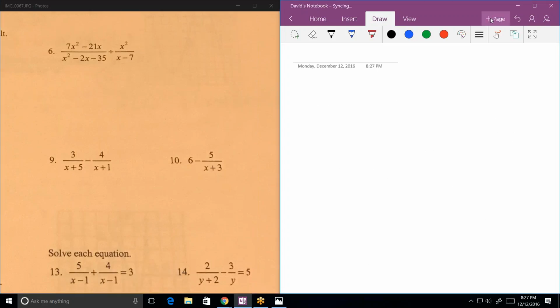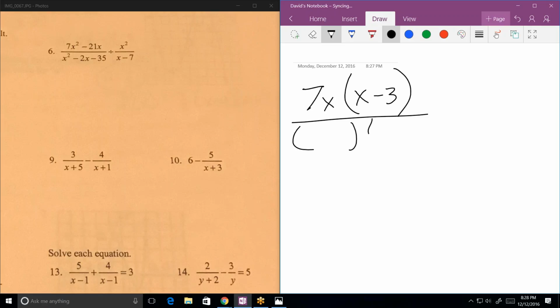I got 8:30 that I got to go to, but factor the top left. I got 7 parentheses x minus 3x. And then the greatest common factor is 7x, leaving x minus 3. So that's the top left. Now the bottom left. Factor that. X minus 7 and then x plus 5. Good. So you do know how to do it.